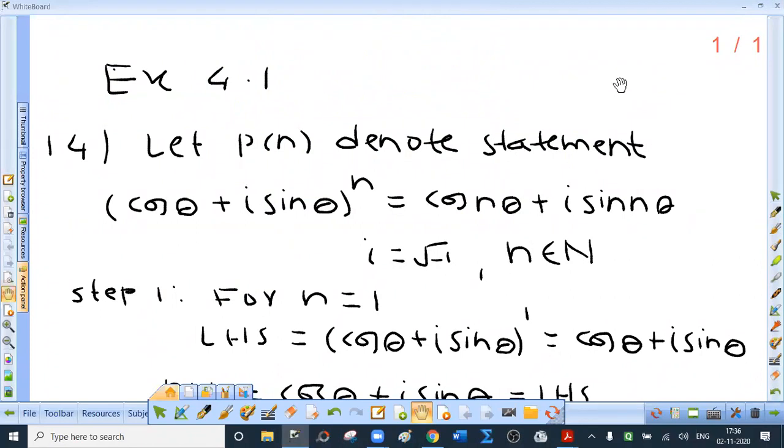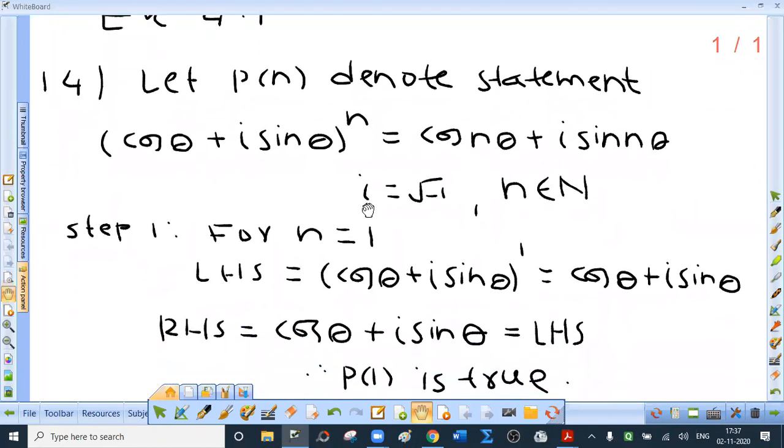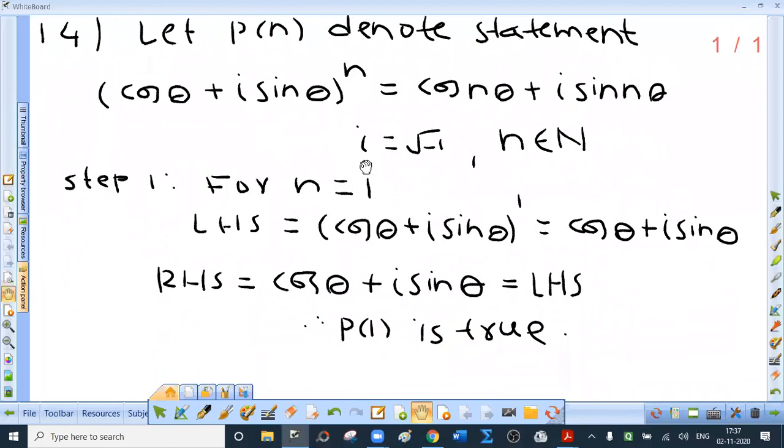Now, 14th one, using method of induction, prove that (cos theta plus i sin theta) raised to n equals cos n theta plus i sin n theta, where i is an imaginary unit, iota, i equal to root of -1. Okay. So let Pn denote this statement.